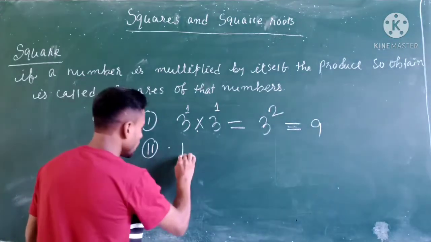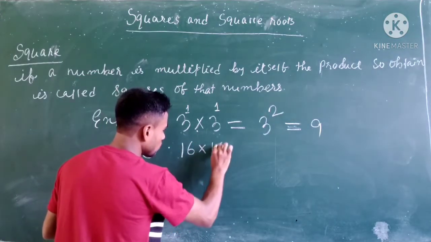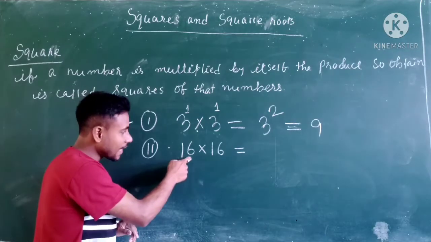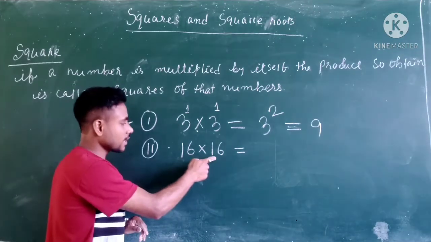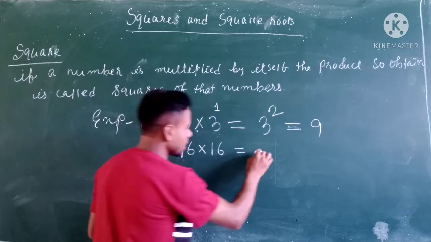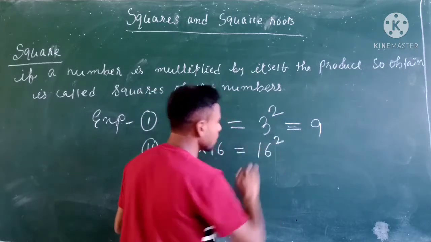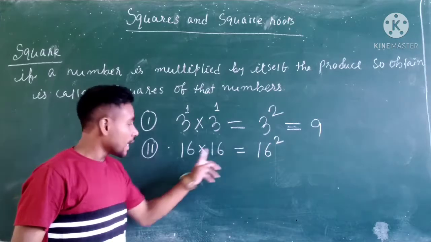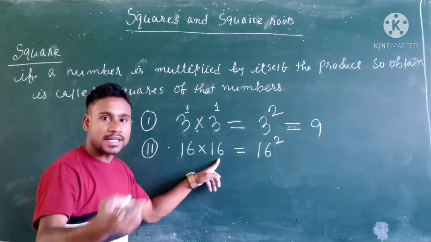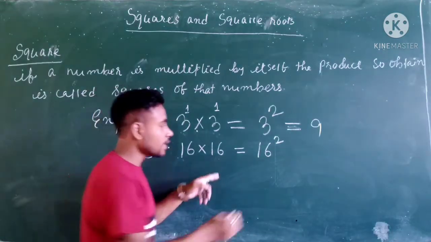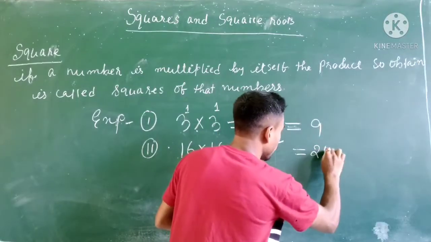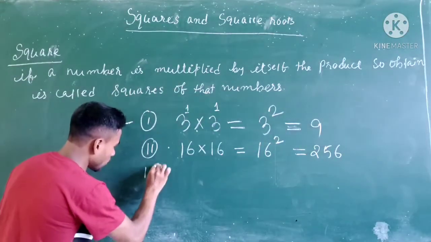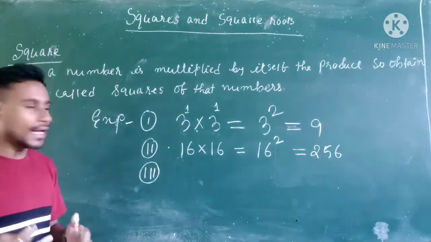Now let's take one more example. If I take 16 into 16, that means the number I have taken is 16 and again it is multiplied with 16. Then 16 into 16, I can write as 16 square. And 16 into 16 is equal to 256. So you write here 256.